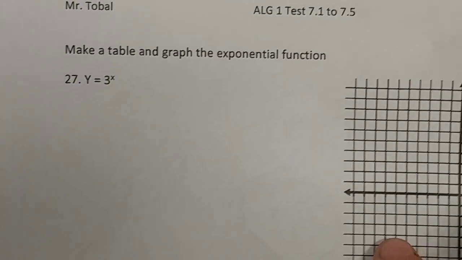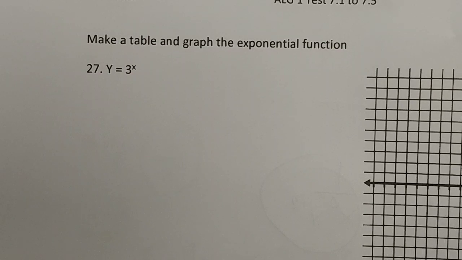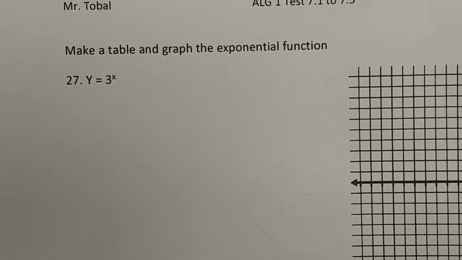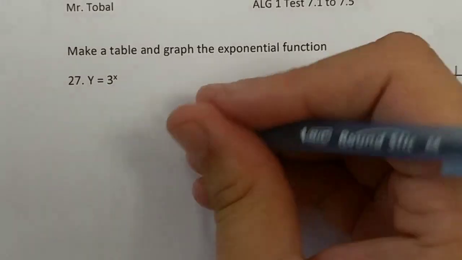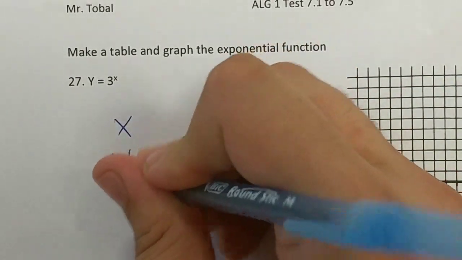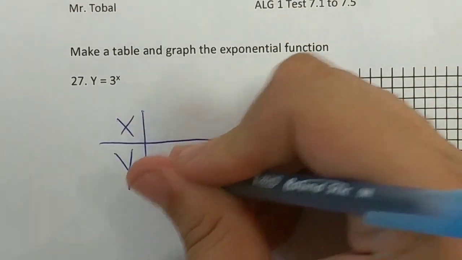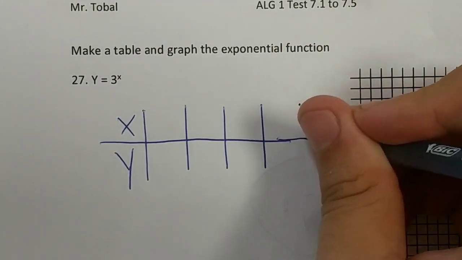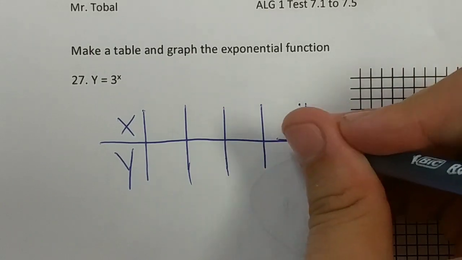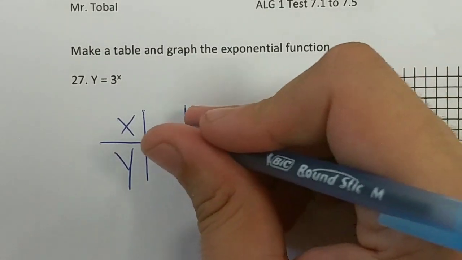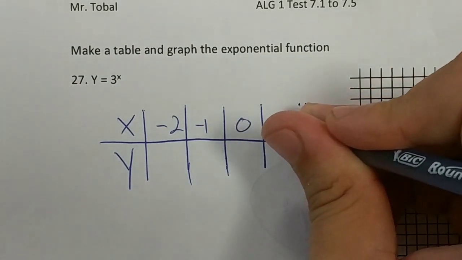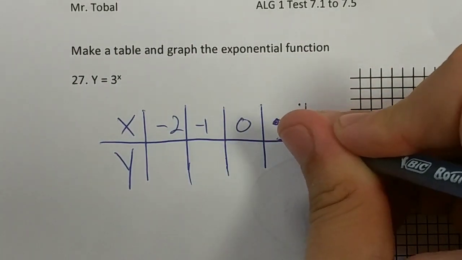Oh wait, I lied. I was wrong. Okay, let's go do this. Make a table and graph the exponential function. When I told you to make a table and graph the exponential function, your table is going to be an XY table. And I don't remember which period I did for which. I imagine for period 5, I said -1 to 1. For period 3, I said -2 to positive 2. So I'm going to do that one. It's good practice to go all the way out.